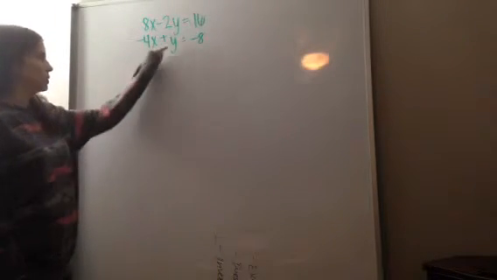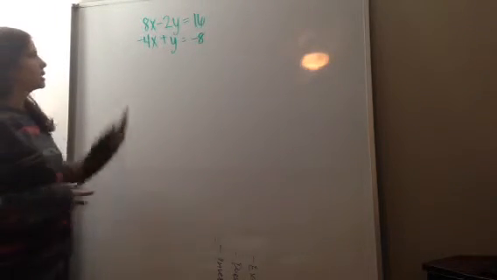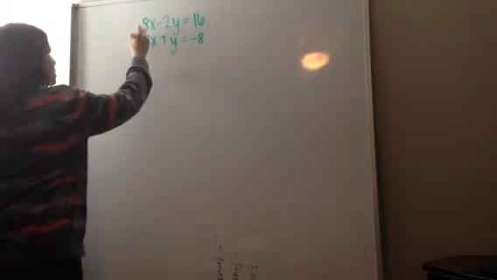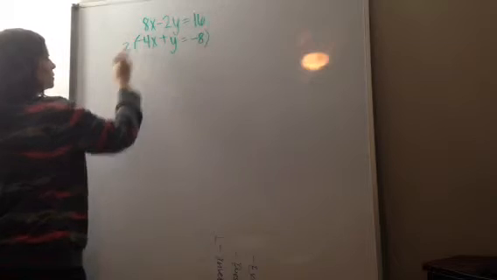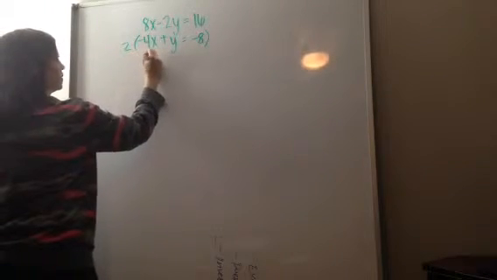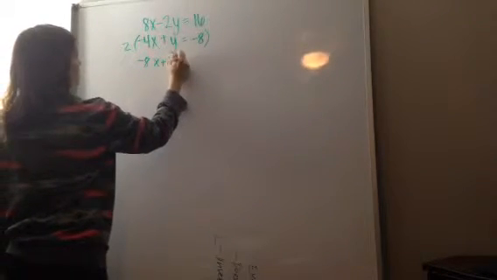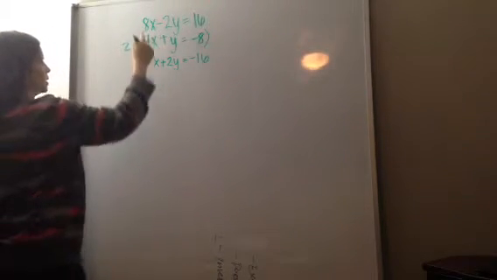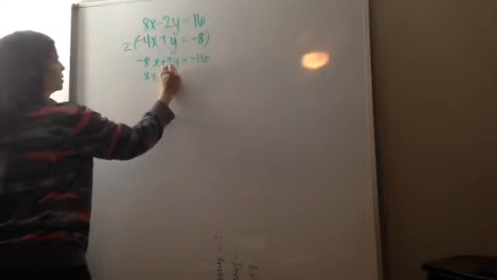Now whenever one of them's alone, I eliminate that one. Because if this is a -2, all I need there is +2. So I just have to multiply everything by 2. So then I get -8x plus 2y equals -16. And then I'm going to write this down here.